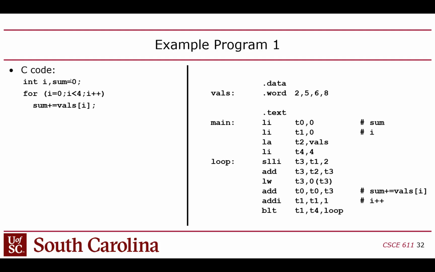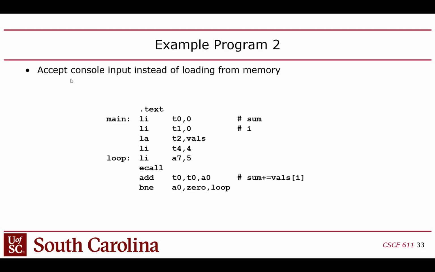Here's another example program where we have some C code and a for loop, and you can see in this case, again, we've got a data section, and then I basically set up the loop just like I did before. I'm going to skip through this.